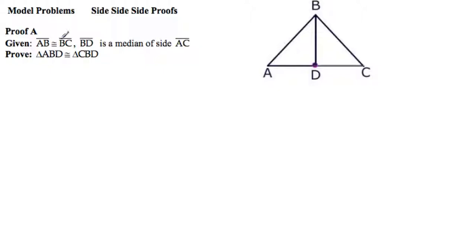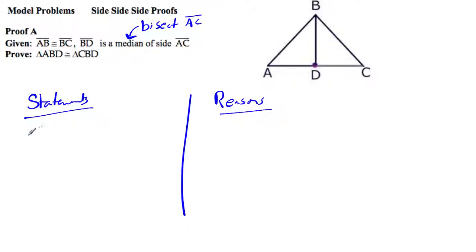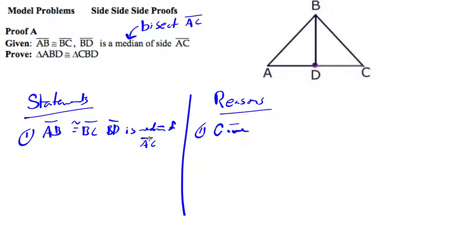All right, so AB is congruent to BC, and BD is the median of side AC. So this just means that it's going to bisect AC. We actually will look at what the median is more in depth later on. But yeah, that's all it means here. All right, so we're going to look at statements and reasons. All right, first statement is, of course, going to be our given. So AB is congruent to BC, and BD is median of AC.